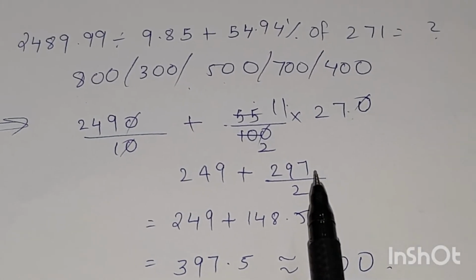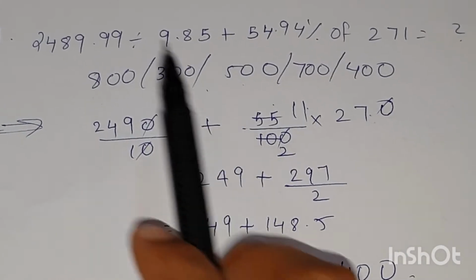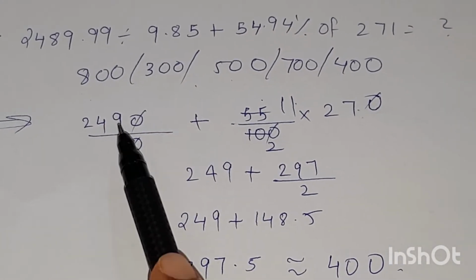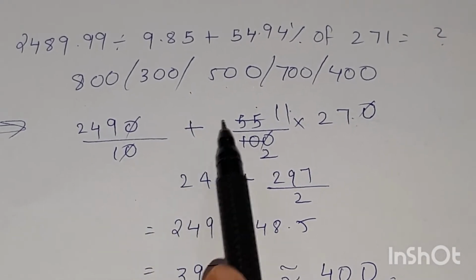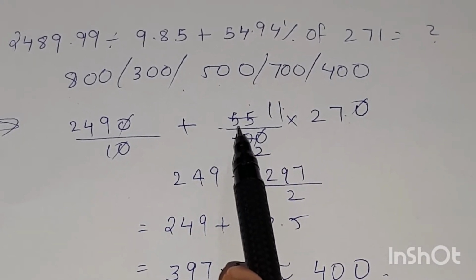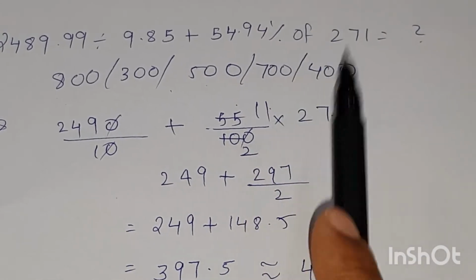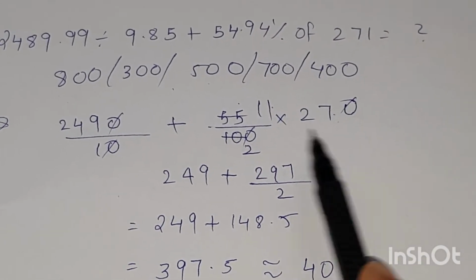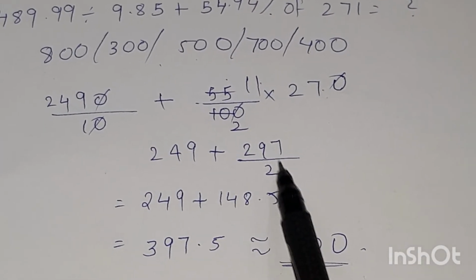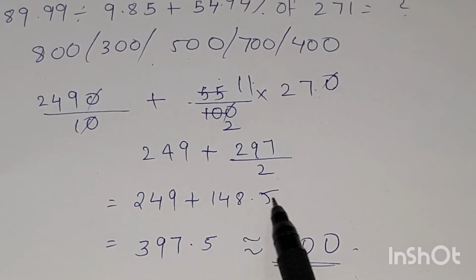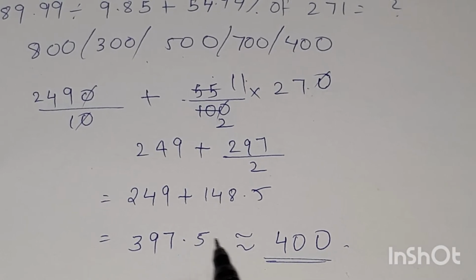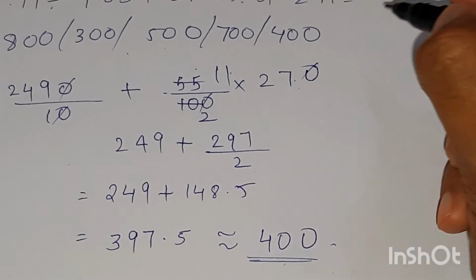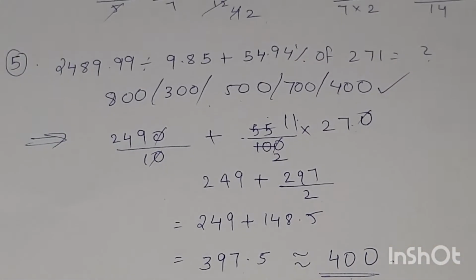The last workout question from the approximation type is 2489.99, which is rounded as 2490, divided by 9.85, which is rounded as 10, plus 54.94, which is rounded as 55, by 100 percentage of 271, which is rounded as 270. So that is 249 plus 297 by 2, which is 148.5, and by adding this we get the answer 397.5, which is approximately equal to 400. The last option is the answer.